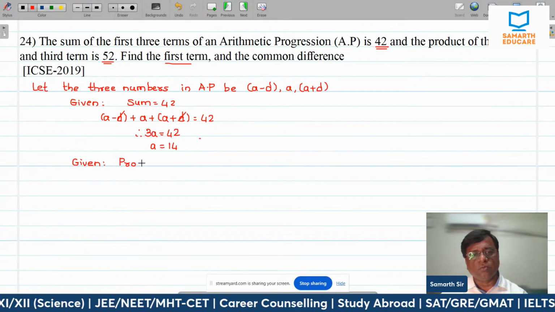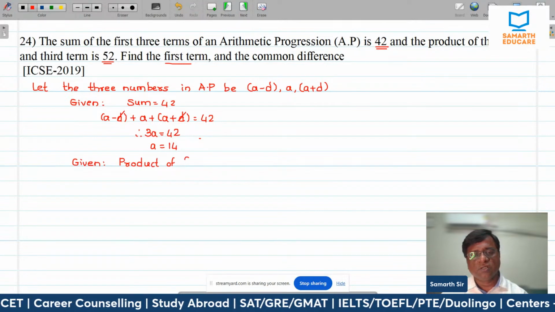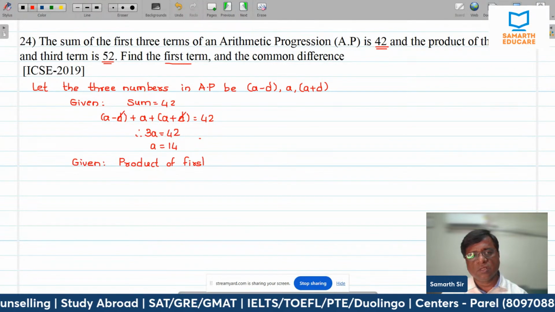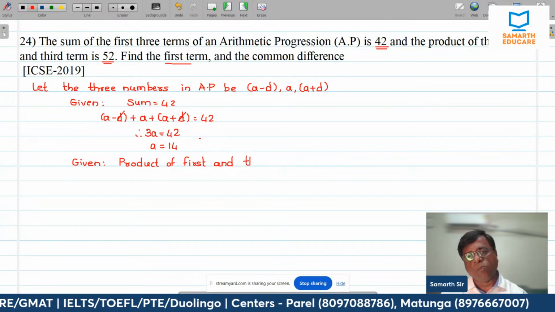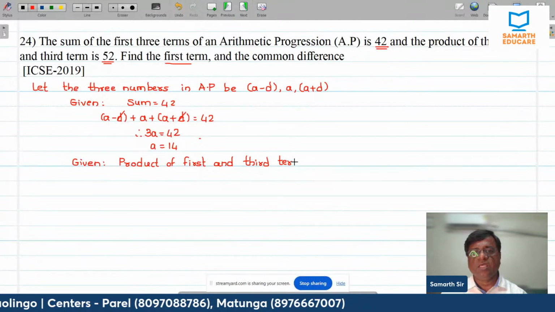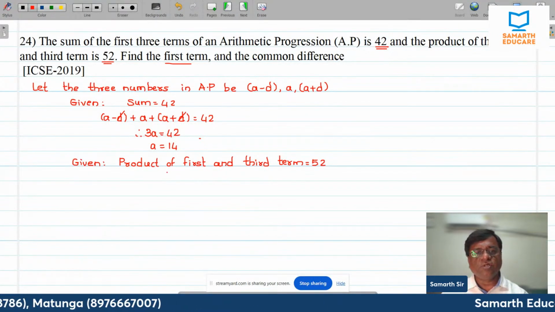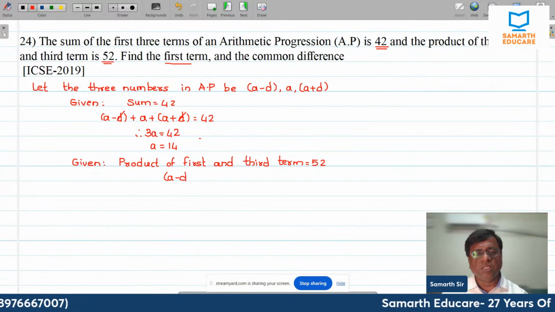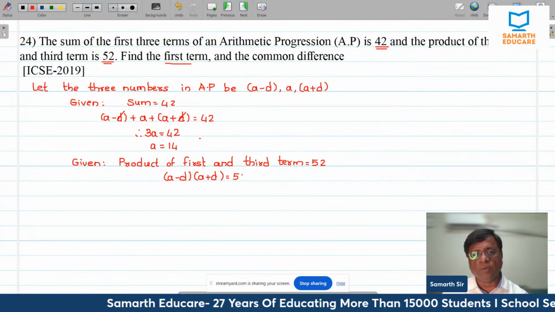terms, product of, no, not all the terms, product of first and third term is 52. Okay, so what is the first term? First term is a minus d, third term is a plus d. Inka product jo hai 52 hai, right?